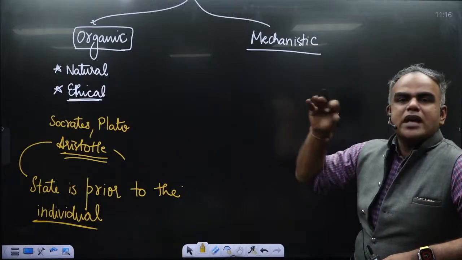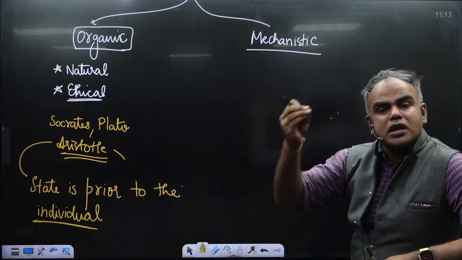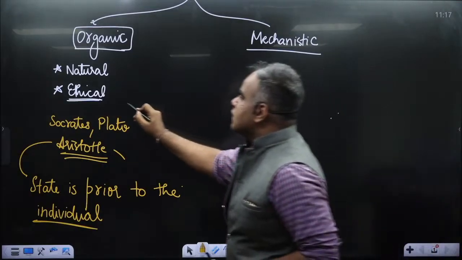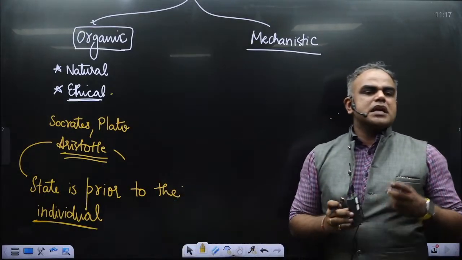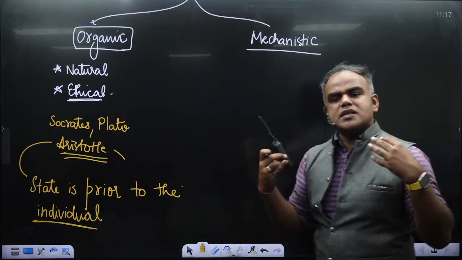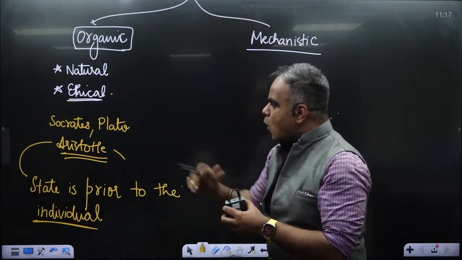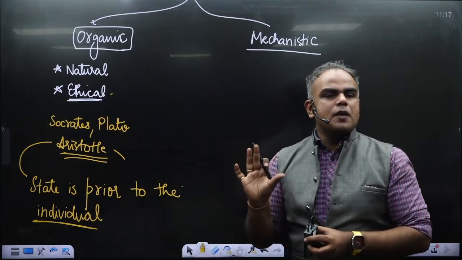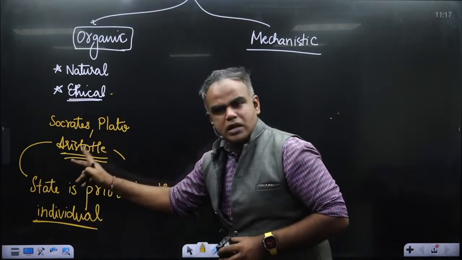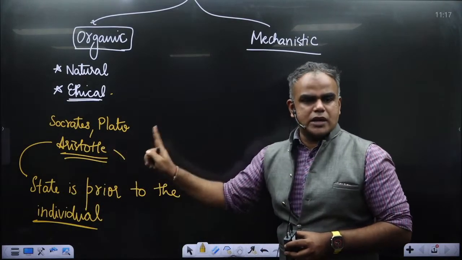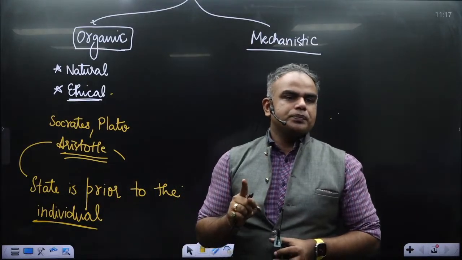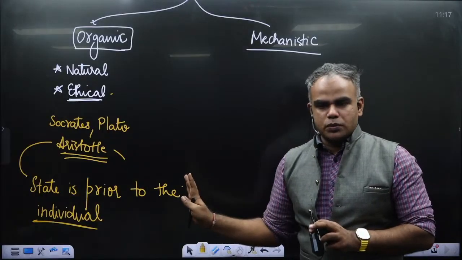So first thing, organic theory kya hai? State is a natural institution and it has always been there. Second, it serves an ethical purpose. Why? Because it helps in development of virtues, development of values, and achieving the man's ultimate end. And all the three thinkers have supported these idea of state being a organic state, okay. So when Aristotle, ye statement bhi alag se when I do Aristotle I'll tell you, but just because I've mentioned it, state is prior to the individual. Chronologically it is not true.